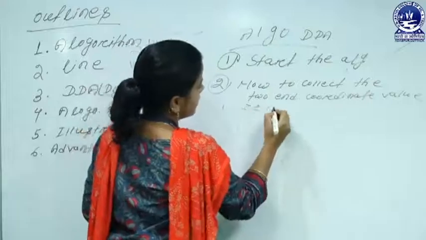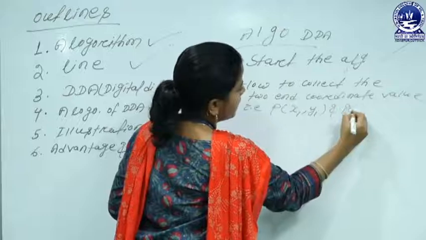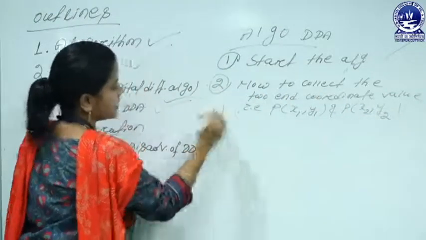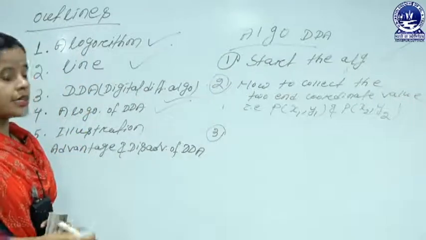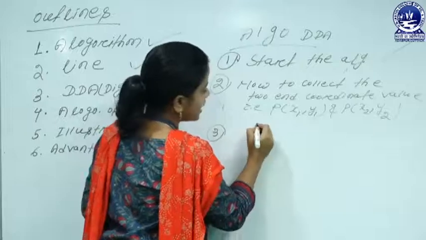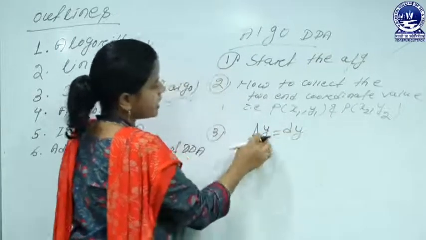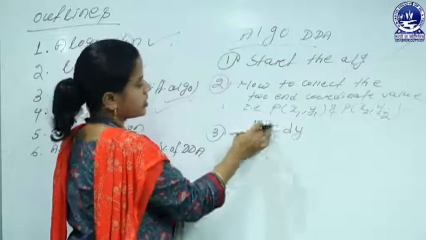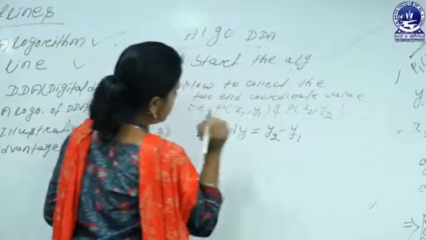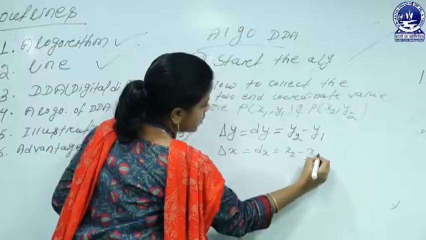that is P of x1 y1 and P of x2 y2. Okay. After that, in the third step, it provides all the logical statements. So what are the logical statements? Now we have to find out the delta y or delta x, or dy. Delta y means difference of the y coordinate of 2 coordinates. That's your formula, dy equal to y2 minus y1, and delta x, that's your formula dx equal to x2 minus x1. Okay.